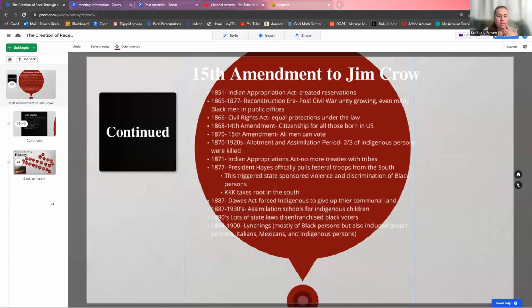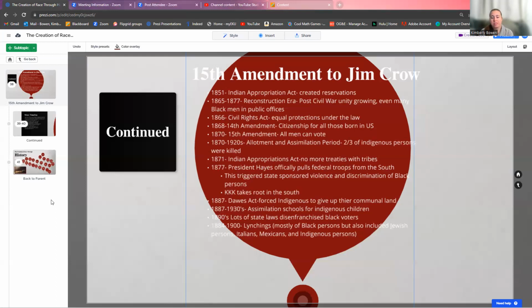a bunch of really bad social interactions that caused a lot of violence and harm to Black persons. The KKK took root in the South and again wreaked havoc and violence in its path.